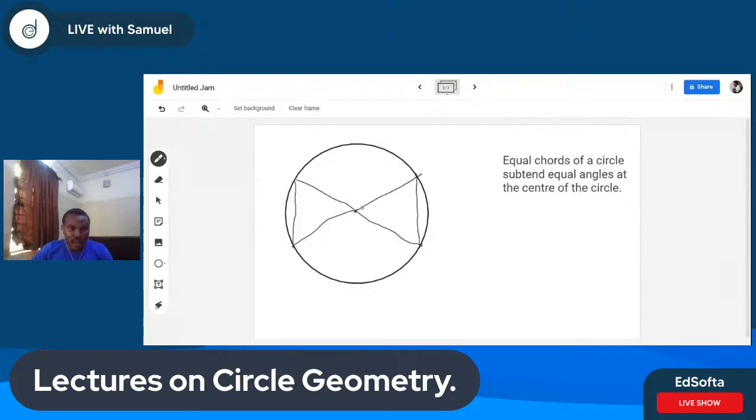So what they are saying is that this angle here and this angle here are equal. So they are saying the two angles are equal once you connect them together. The theorem is telling us that these two angles are equal so far as this chord and this other chord are equal. I hope we all understand that. So far as the two chords are the same, they are equal.